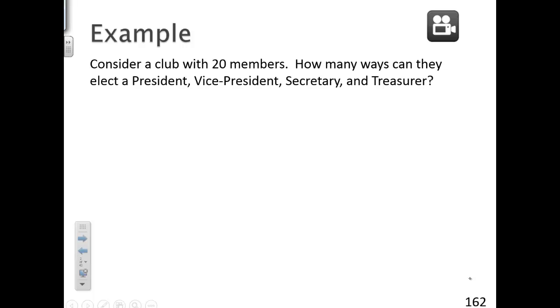So let's write down the information that we're given. We're told that N, our total number of people, is 20, and R, the number that we're choosing, is 4. So the order matters. And the reason why the order matters is because we are ranking here: President, Vice President, Secretary, Treasurer. Maybe if we had a problem where there was a race and they're ranking first, second, third place, that would be a permutation because there's some sort of ranking involved.